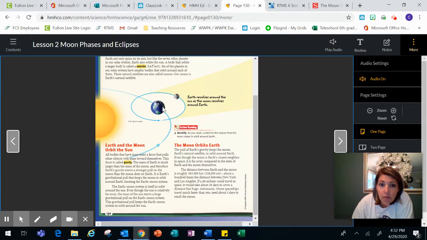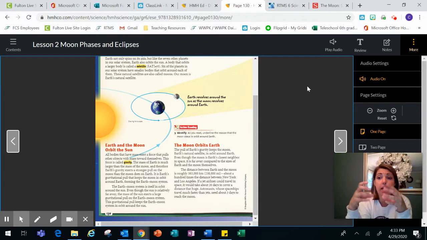So we all know that Earth revolves around the sun, and it takes about a year for it to do that. It's 365 and a quarter days. And then our little moon over here revolves around the Earth, like so. It takes the moon about 27, 28 days. It's about a month. So we have a lunar month where a new moon goes through all the phases to a full moon and then back to new moon. We'll talk about those phases and why we see different parts of the moon lit up.